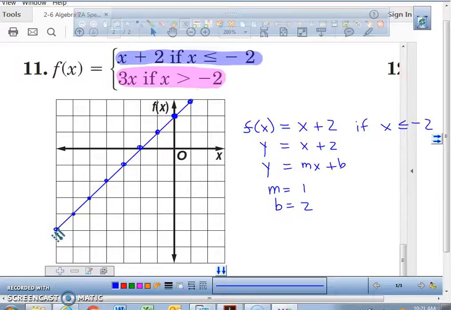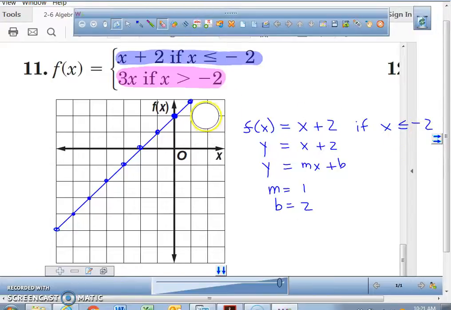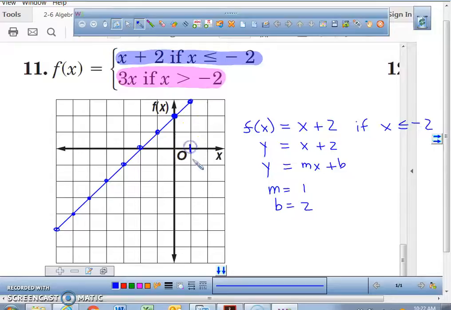That's my whole line. But I'm not allowed to graph the whole line, sadly, because this says I can only go where x is less than or equal to negative 2. So let me get my eraser here. What's the x value right here? The x value right here is 1.